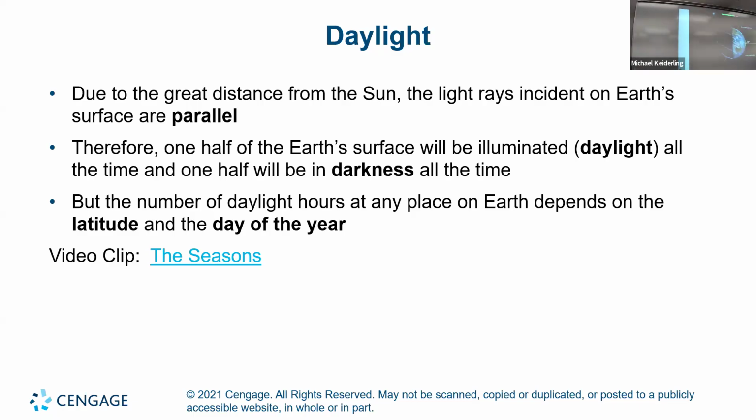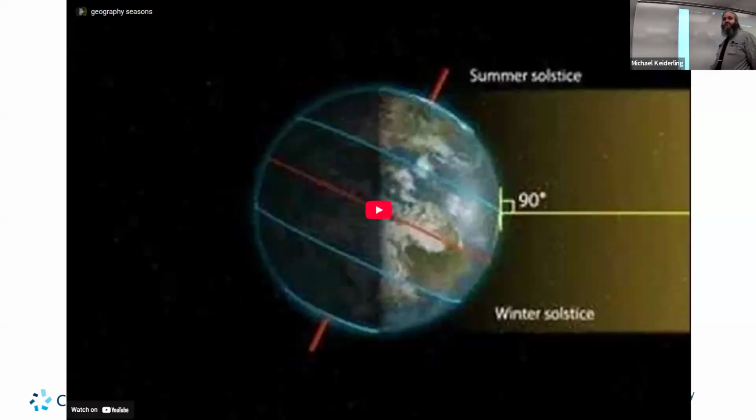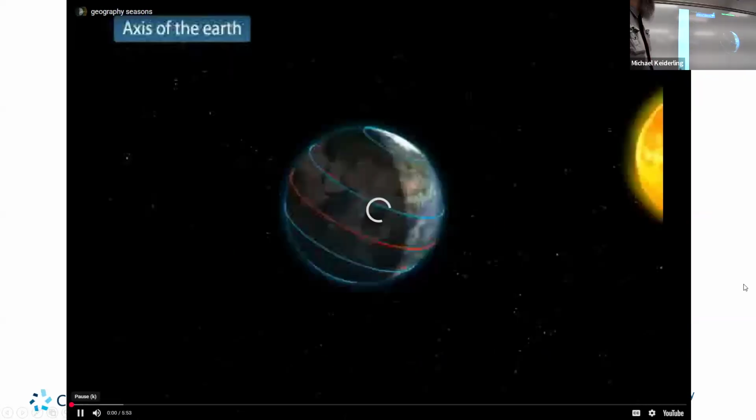So here is a short clip about the seasons showing the variation throughout the year and how the daylight changes.